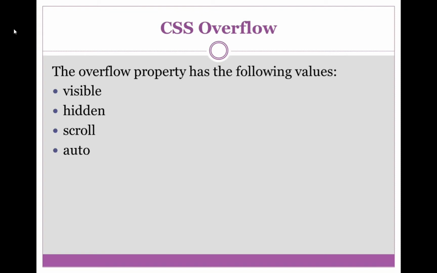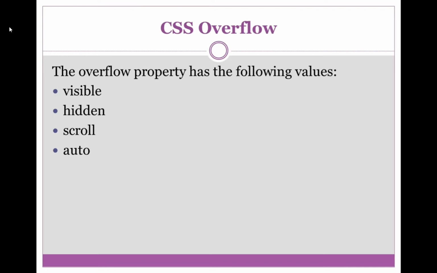First we are going to see about visible. This is the default overflow. It does not clip the content outside the element box. But with hidden, the overflow is clipped and the remaining content will not be visible. So that is, the content will be invisible.